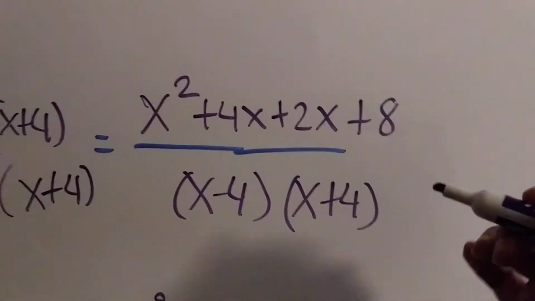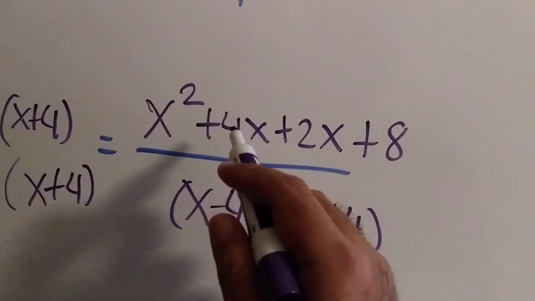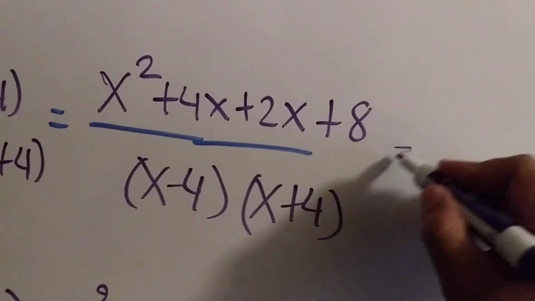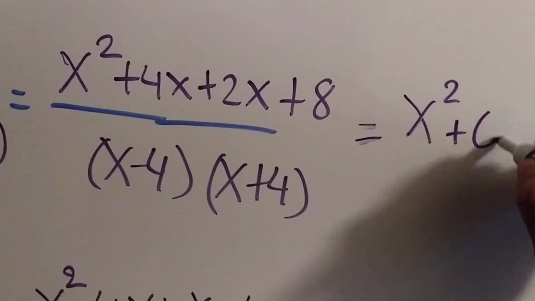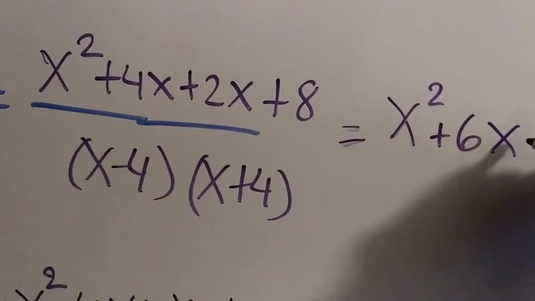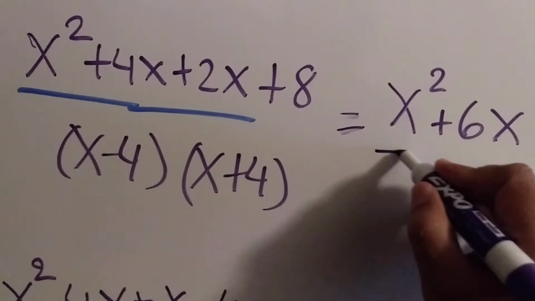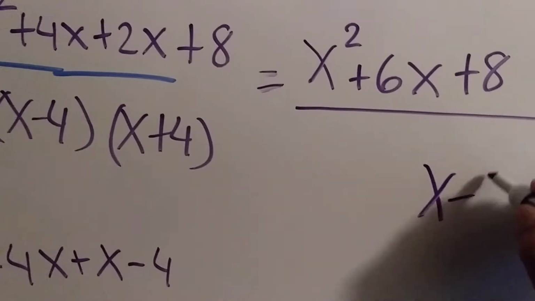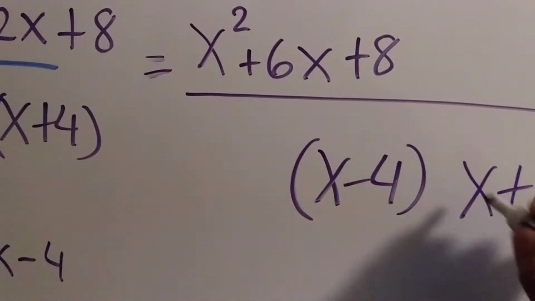So the first fraction, we're still working on the first piece of the fraction. So we'll collect whatever like terms are similar. In this case, this gives us x to the second plus 6x plus 8. And what I'll do is I'll put it all over the common denominator, x minus 4, x plus 8.